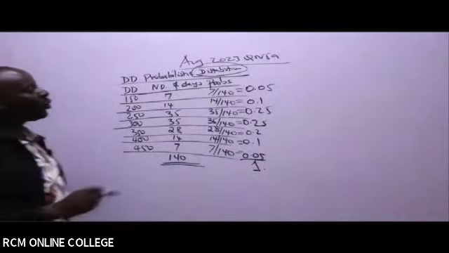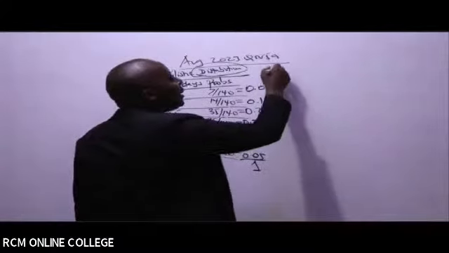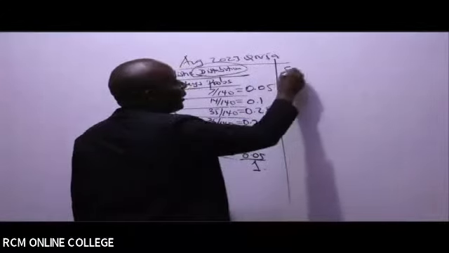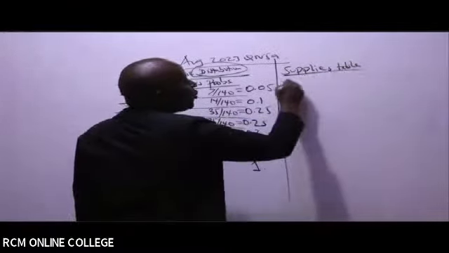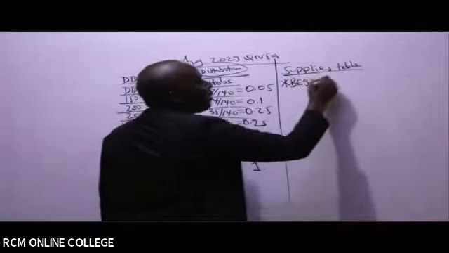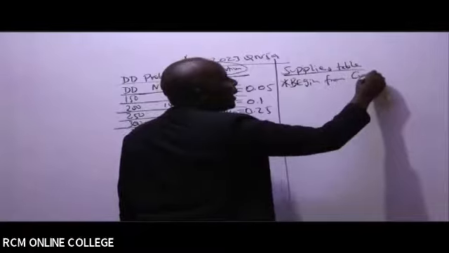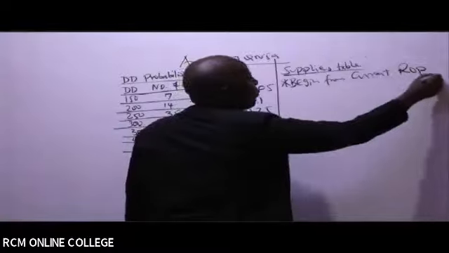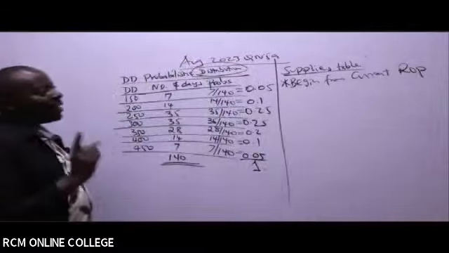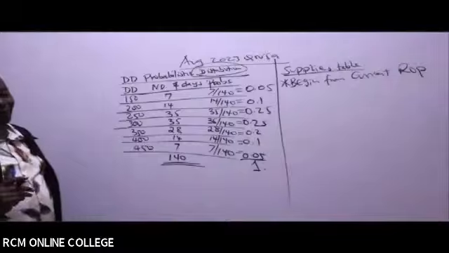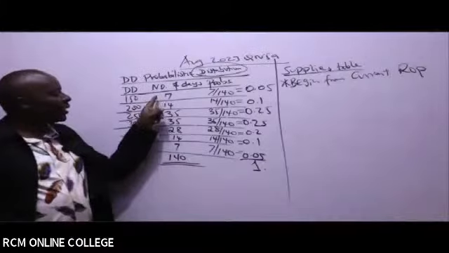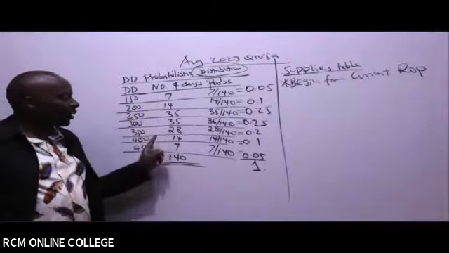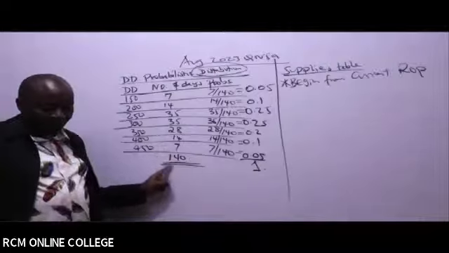Now from there, you go to table number 2, which is the table of supplies. The supplies table, of which we must always begin from the current reorder point. How do we get to 140 then? Yeah, we added these days: 7 plus 14 plus 35 plus 35 plus 28 plus 14 plus 7. Thank you so much.